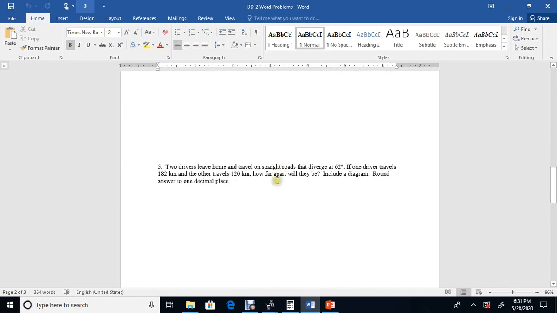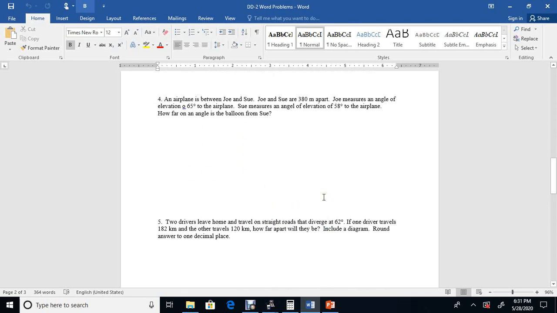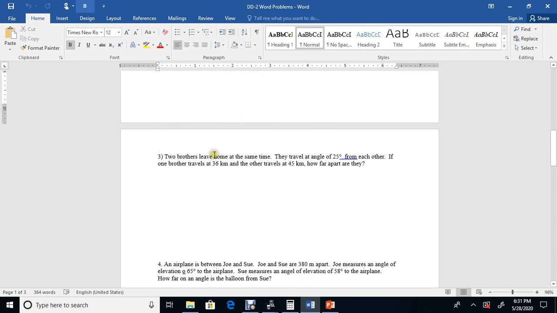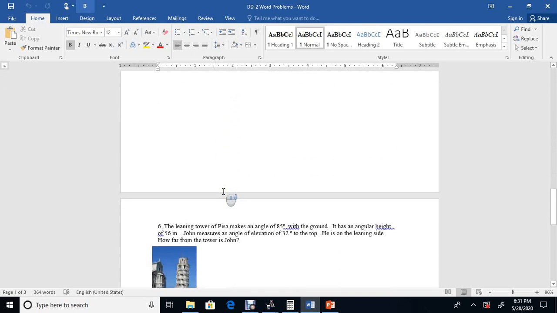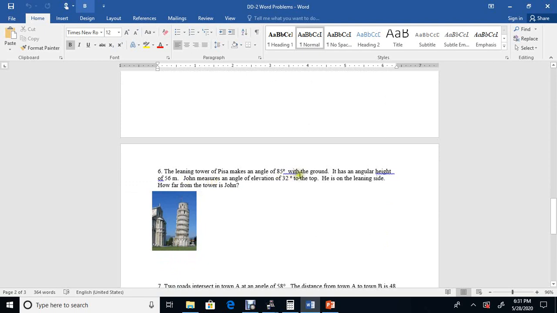Here, two drivers leave home and they diverge. This is exactly the same as 3 with different numbers. Let's take a look at this one. The Leaning Tower of Pisa makes an 85-degree angle with the ground. It has an angular height of 56, so on an angle it's 56 meters. John measures an angle of elevation of 32 degrees to the top. He is on the leaning side, so this side, and he measures a 32. How far from the tower is John? Let's see if you guys can figure that one out. It's a little bit tricky.